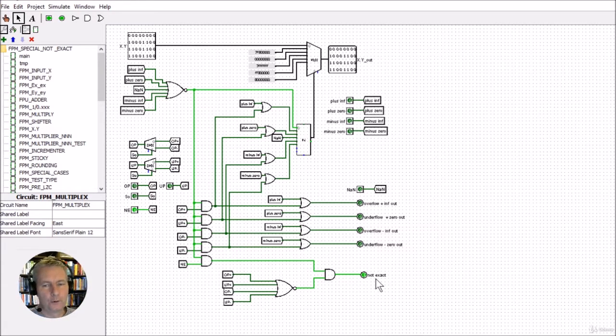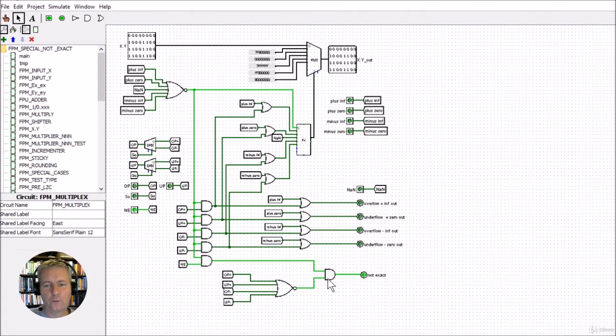Now we only want the not exact flag to come on whenever we've multiplied just a normal number with a normal number. We don't want the non-exact flag to come on whenever any of the special values come on. So for example, we get a plus or minus infinity, or plus or minus 0. We don't want the non-exact flag to come up for that. So we have to ensure that we add this extra AND gate here, so that if any of these go high, then this will go low and it won't pass the non-exact value out. So that ensures that it won't get an output for any of these.